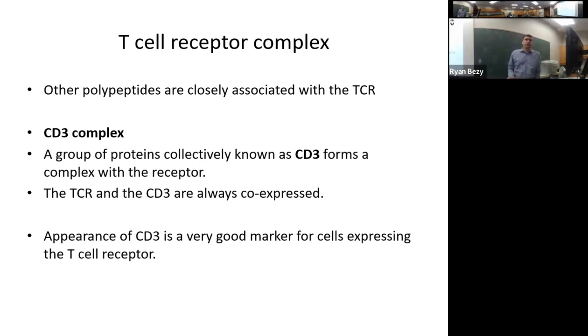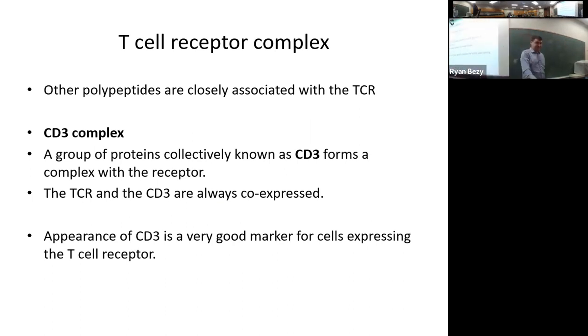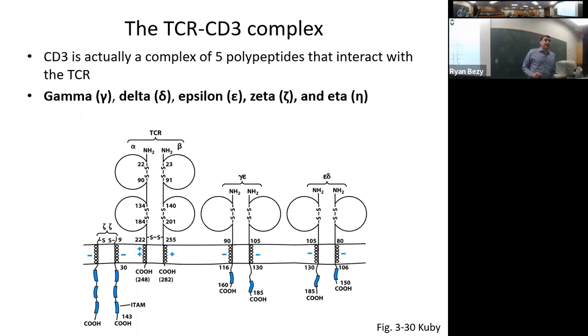And so if you have CD3, you typically also have a T cell receptor. If you got both of those, you got a T cell. CD3 is actually a complex of 5 different polypeptides that interact with the T cell receptor, and it's a gamma, delta, epsilon, zeta, and eta protein. I told you guys you were going to get sick of the Greek letters, and so I apologize. I didn't name it though.